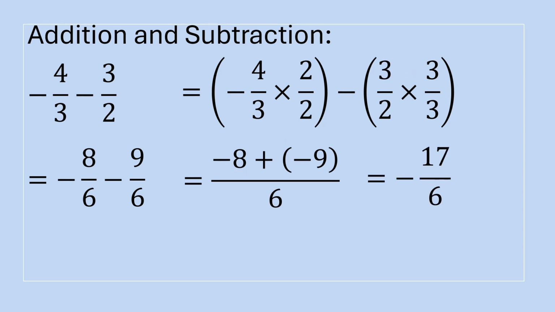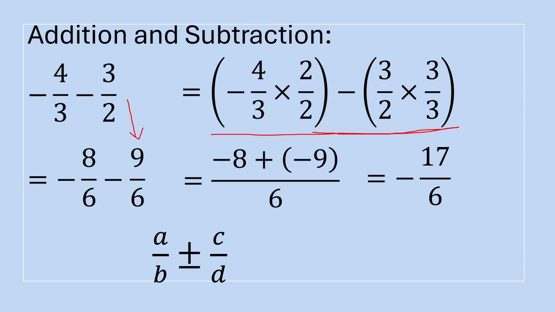There is also butterfly method for addition and subtraction. By this method, we can skip one step. So we can skip this step. There is no need of this step. So I explain here butterfly method. A over B plus or minus C over D. So here the same case. Negative 4 over 3 minus 3 over 2.